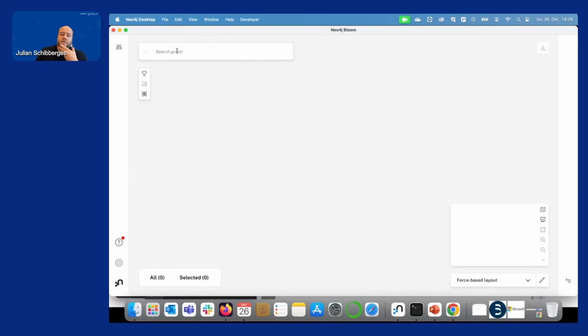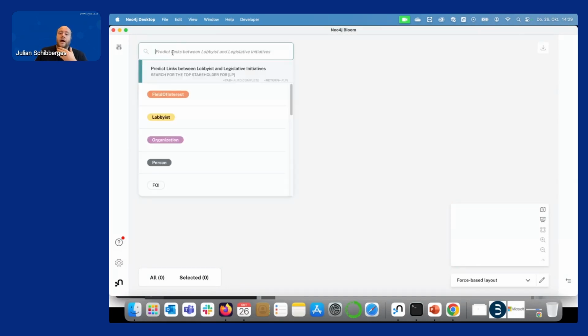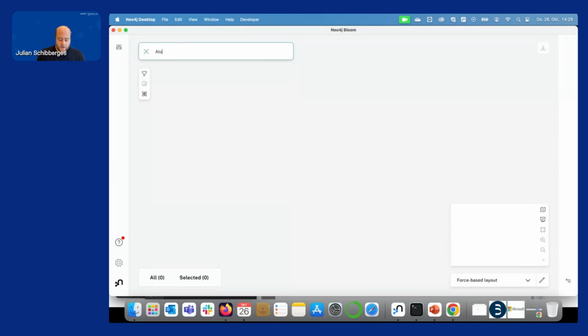Now, what you see here is Neo4j Bloom, which is connected to my Lobbygraph. And I'm just going to quickly search for nuclear power.